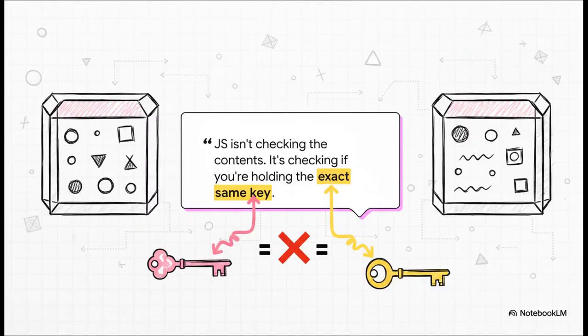This quote really hits the nail on the head. The triple equals operator, when it's looking at objects or arrays, does not care what's inside the box. It only cares about one thing. Are the keys identical? Do they point to the exact same spot in memory? And since we created two different arrays, we have two different memory locations, and therefore two different keys, so the comparison has to be false.